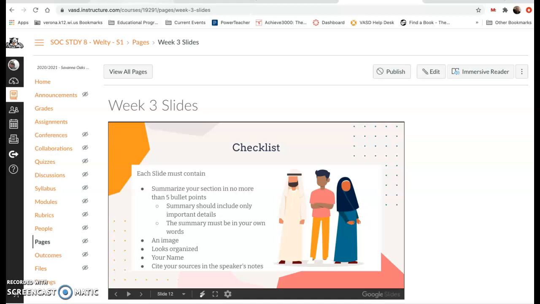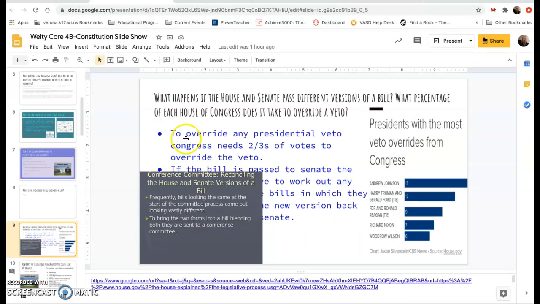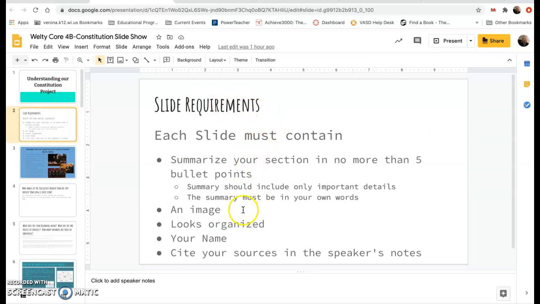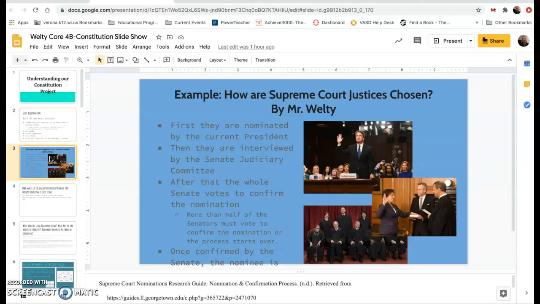So let me show you what this looks like. Depending on the class, we have this slideshow, Understanding Our Constitution Project. It is assigned to a specific course, so you should have got an email with this slideshow sent to you. This one is for my Core 4B. The first slide is just the title slide. Second slide is all of those slide requirements we just talked about. The third slide is an example for you.